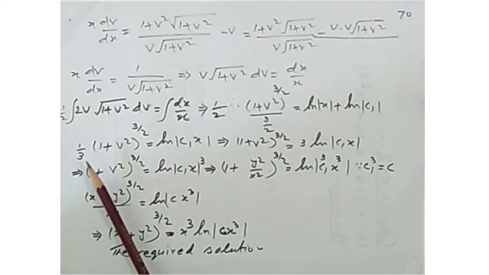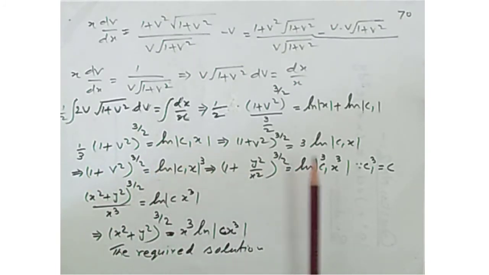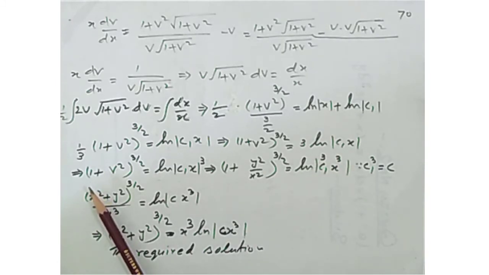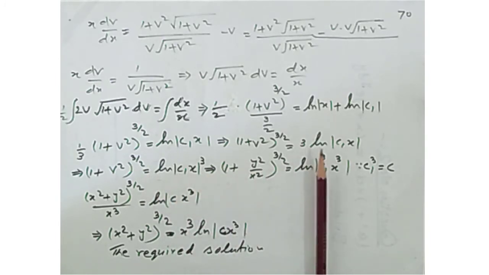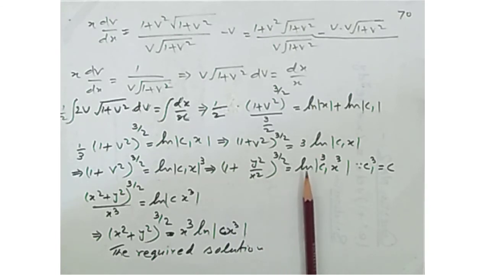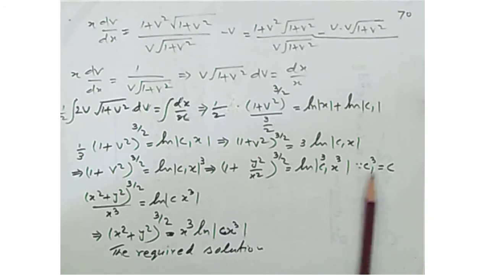You see, this is 1 plus v square to the power 3 by 2, and we multiply 3 in this place. This is 3 log of c1x. This implies 1 plus v square to the power 3 by 2 equals log of c1 x to the power 3. By property of log, this 3 becomes a power. So in place of v, we put y over x, 1 plus y square by x square power 3 by 2 equals log of c1 cube x cube, and c1 cube equal to c.